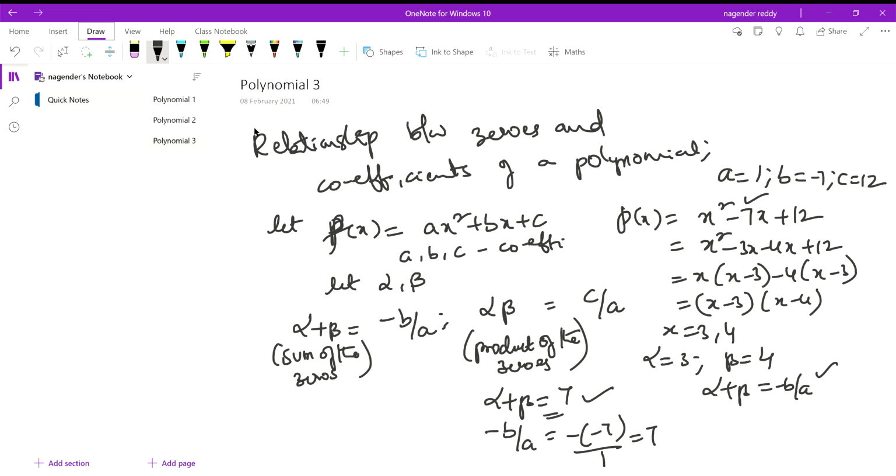The same case, we'll go for it. Alpha beta is 3 into 4, that is 12. And c by a: here the c value is 12 by 1, the a value is 1, so it gives 12. Here also I can conclude that alpha beta is equal to c by a. I got this answer clearly. So here is the relation between the zeros and coefficients of a quadratic polynomial. Thank you, students.